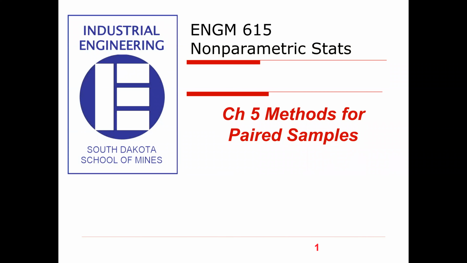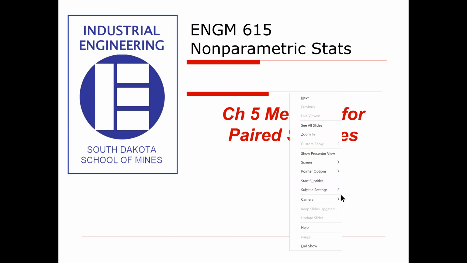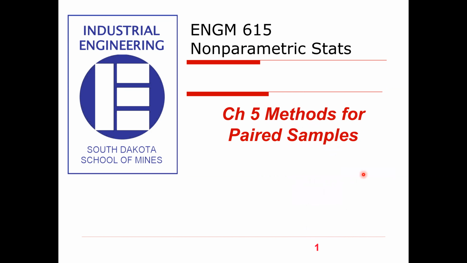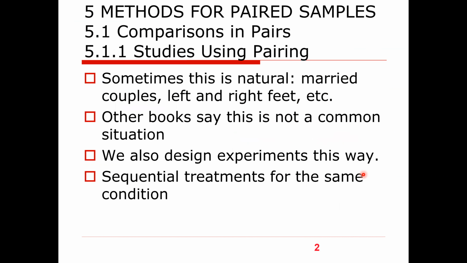Let's quickly go through chapter 5, paired samples. So chapter 5 is about some methods for paired samples. We will not introduce any new methods, but we will use what we have learned to deal with paired samples. So first of all, why do we use pairing? Or why do we have to pair two or more samples?